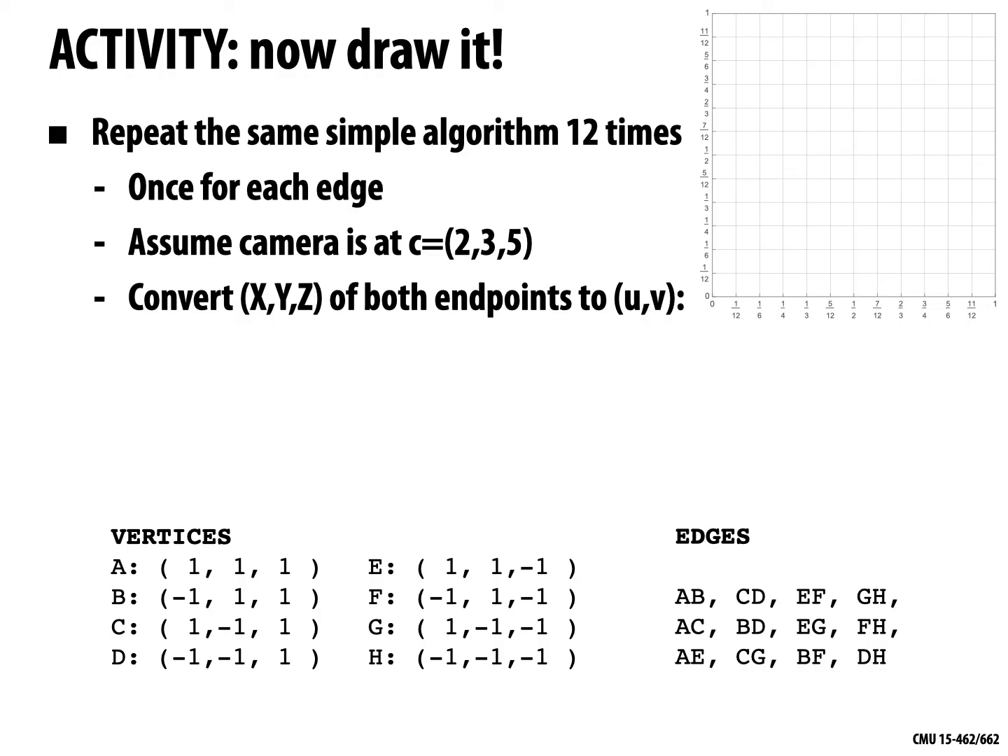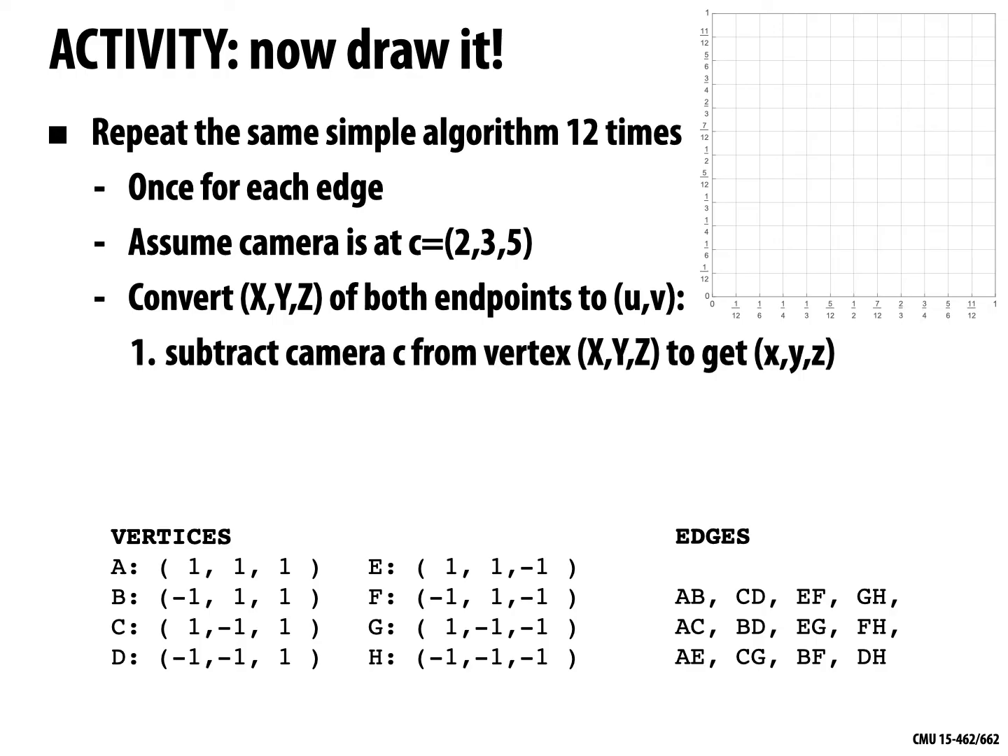And we're going to convert the three-dimensional coordinates x, y, z of each endpoint to two-dimensional coordinates u, v in the following way. The first thing we're going to do is subtract the camera location c from the vertex location XYZ, so we have our vertices listed at the bottom. Those are our capital XYZ, right? So we're going to do, for instance, 1, 1, 1 minus 2, 3, 5. And that gives us the 3D locations of those points relative to the camera. You see how that works?